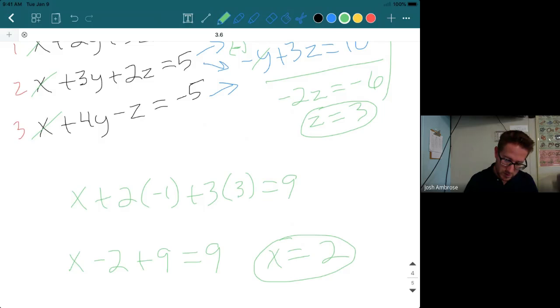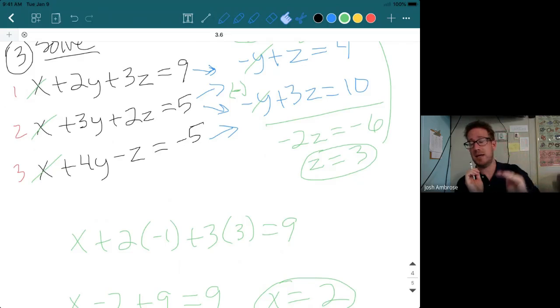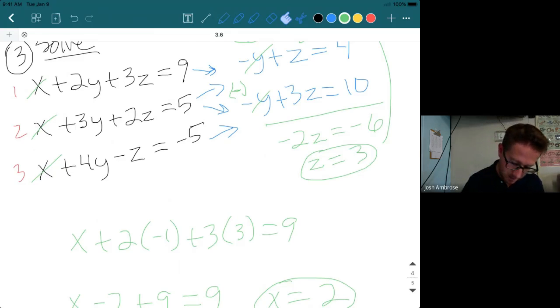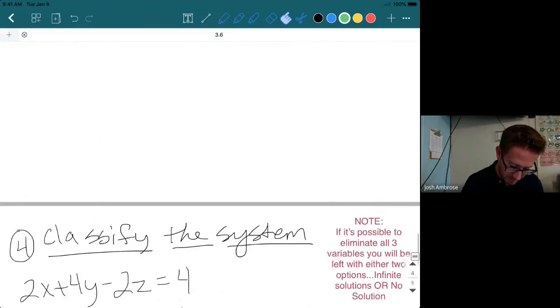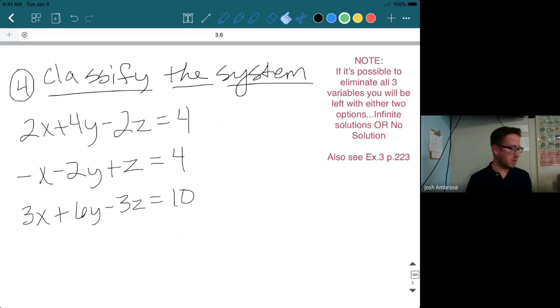All right, so the reason why I wanted to show you this example here, example number 3, was to show you if they do possibly give you a variable right off the bat that is the same in every triple, this is how you would solve it. Okay? All right, we are moving into our very last example problem. Classify the system. Here comes that note again. It might be possible to eliminate all 3. Let's show you what it looks like to eliminate all 3.